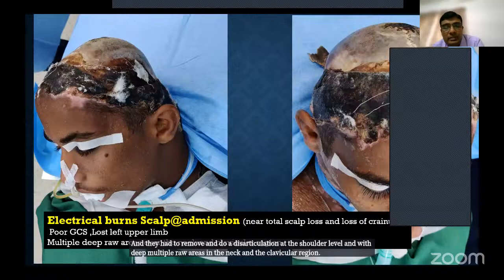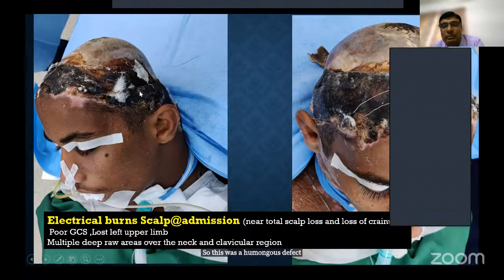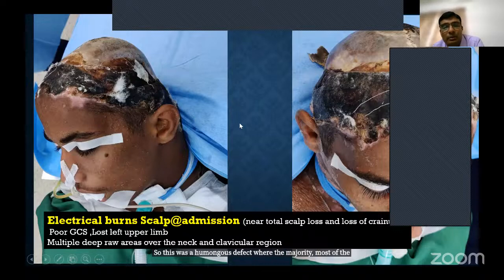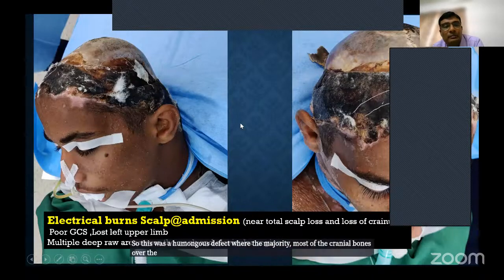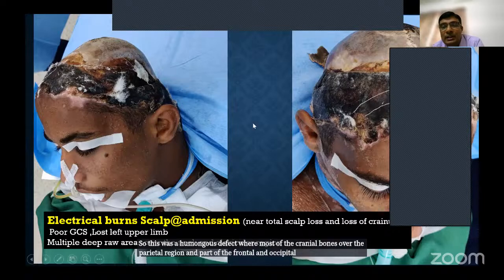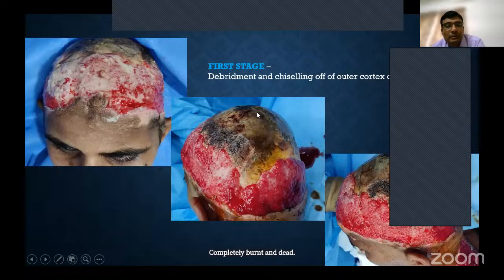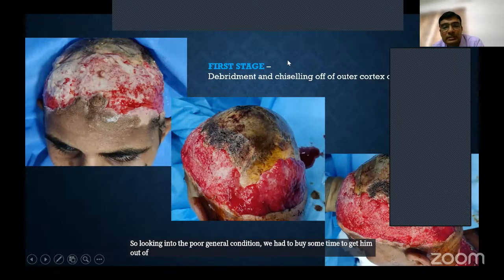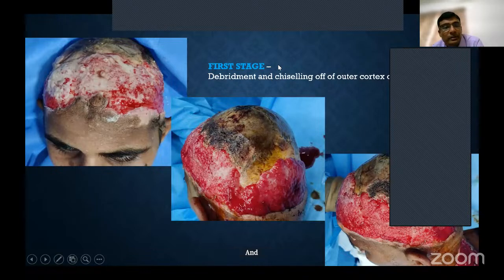So this was a humongous defect where most of the cranial bones over the parietal region and part of the frontal and occipital region was also completely burnt and dead. So looking at the poor general condition, we had to buy some time to get him out of danger, and the neurosurgeons did a good job in getting him gradually out with anti-edema measures and all, and with good ICU treatment. And finally, we ended up having a raw area all around, which was debrided.